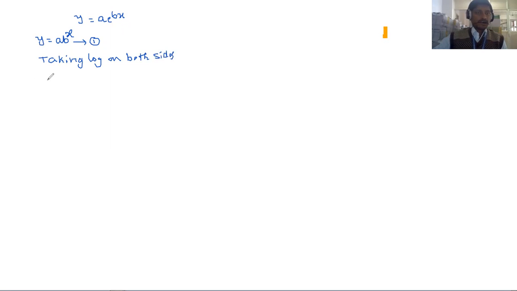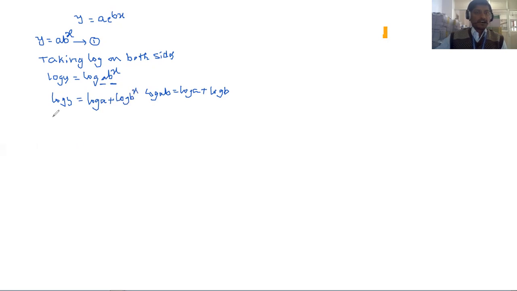Then simply what we'll get here is log y is equal to log a b power x. So this is the one we are choosing. If you observe this, this is a and this is b, in the form of log ab. So log ab, simply we can apply here log a plus log b. So in place of a we have a, and in place of b we have b power x. By using that formula, simply we can write this as log a plus log b power x.